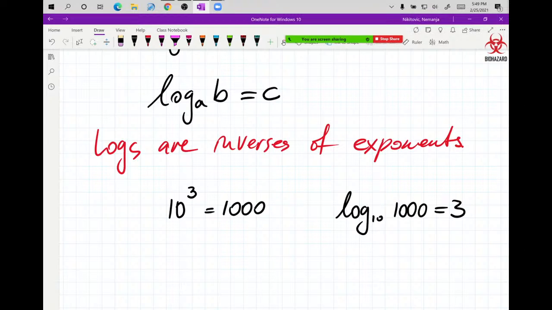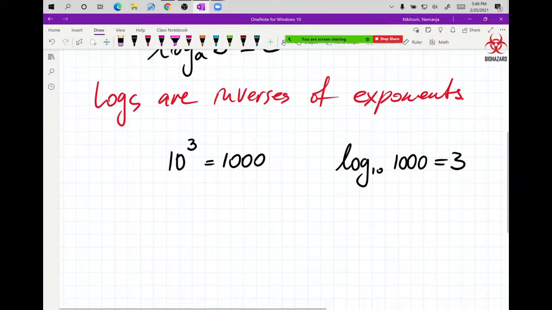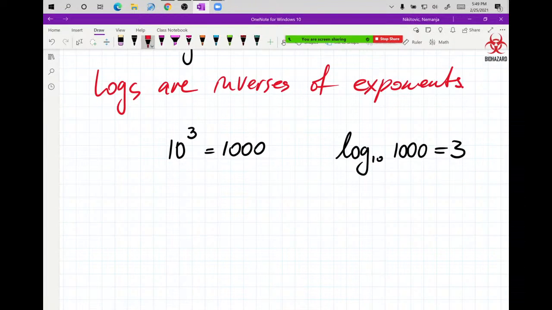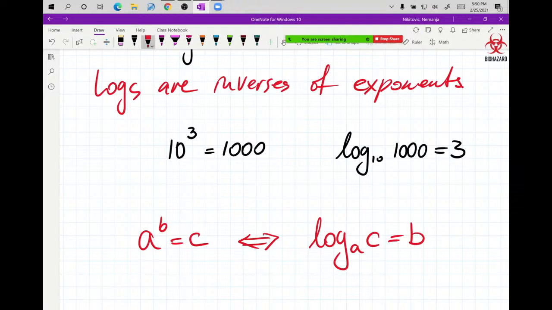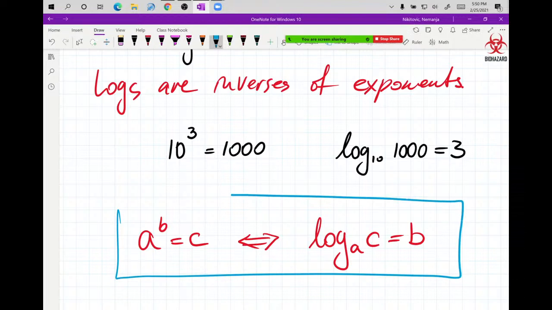So since we now discovered this, we get to learn this insanely important equation that you will be using in pretty much every problem when we deal with equations. And if you don't learn it, you're technically doomed. It says a raised to b equals c converts into log base a of c equals b. Like, this is worth tattooing on your arm.